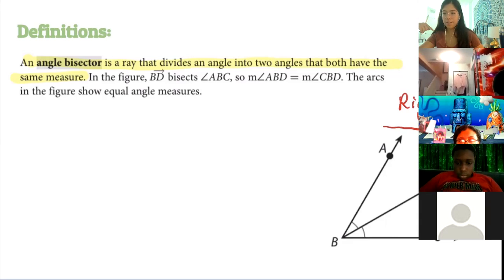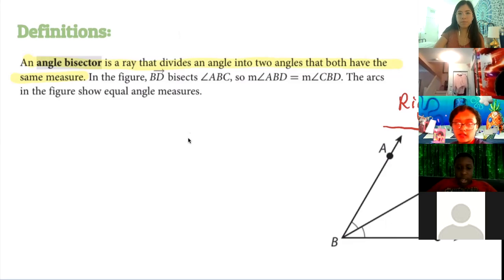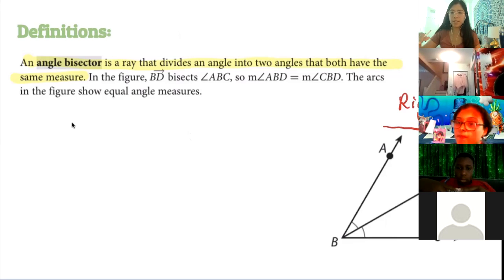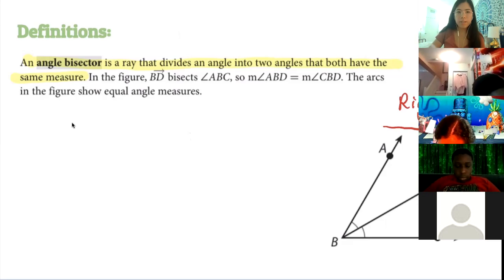Notice what I did with all that? How did I know that it was a ray BD? Because if you don't look at C and A, it's just a straight line going this way. Yeah, but just from when I was reading that sentence, look at the sentence. Because it has an arrow over it. So I know that this is saying ray BD.